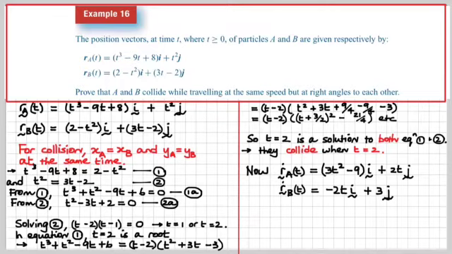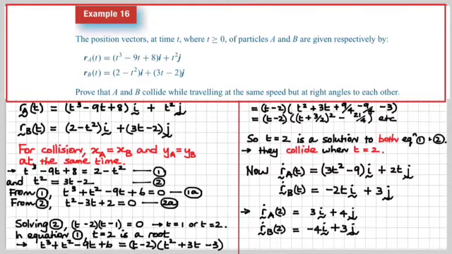There they are. I've worked out the velocity vectors. I've done the derivative of this, and I've done the derivative of that one, and there's where I'm at. Now, I think we better plug in the values for t is 2. Okay, therefore that's what A is doing when t is 2 in terms of its velocity, and that's what B is doing when t is 2 in terms of its velocity.